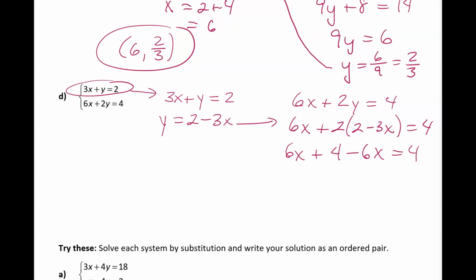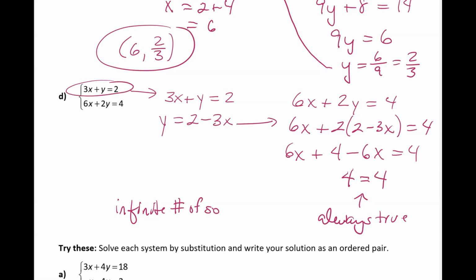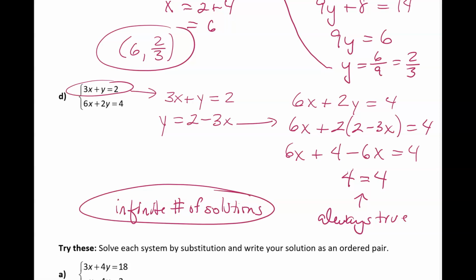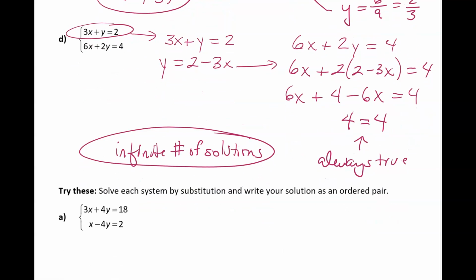Now, combining like terms on both sides of the equation, you'll notice that 6x and minus 6x add up to 0, so we now have 4 equals 4. That statement is always true, so that means that there is an infinite number of solutions to this system of equations. It's not that all real numbers are solutions. It's just numbers that fall on the line y equals 2 minus 3x. So distinguishing between an infinite number of solutions and all real numbers.